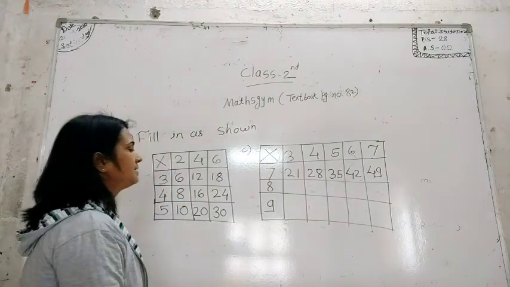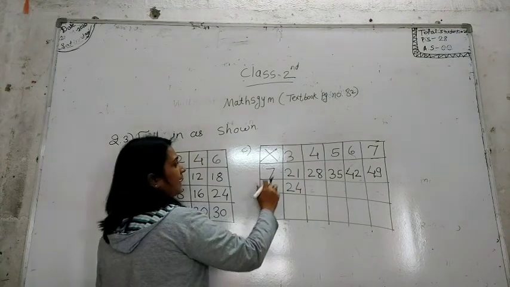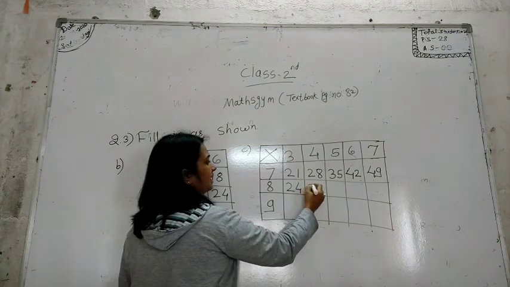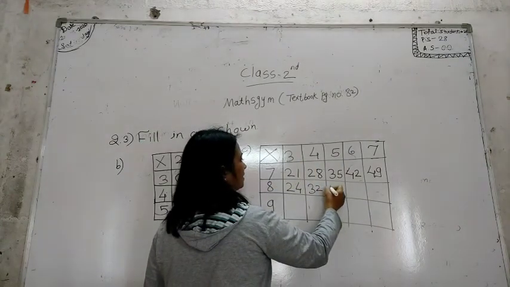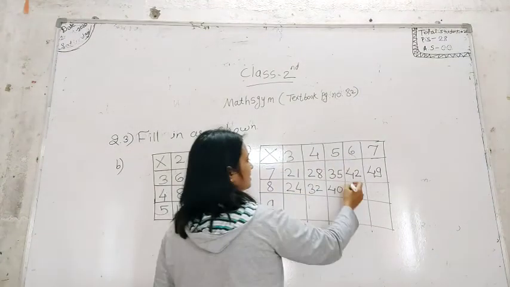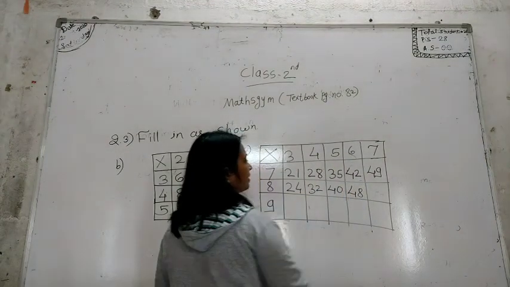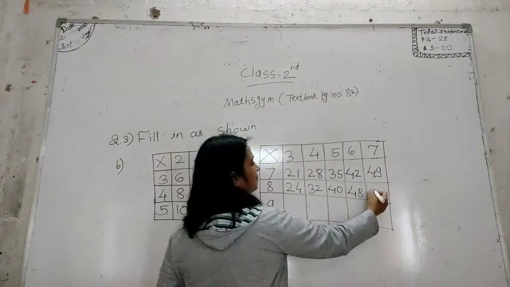Then the next is 8 multiplied by 3, that is 24. Then 8 multiplied by 4, that is 32. Then 8 multiplied by 5, that is 40. Then 8 multiplied by 6, that is 48. Then 8 multiplied by 7, that is 56.